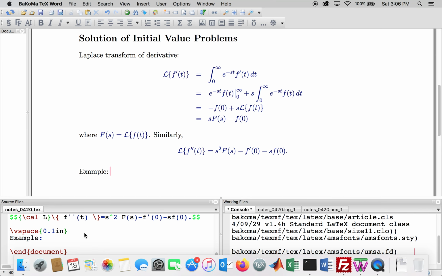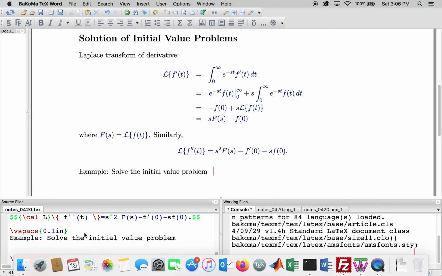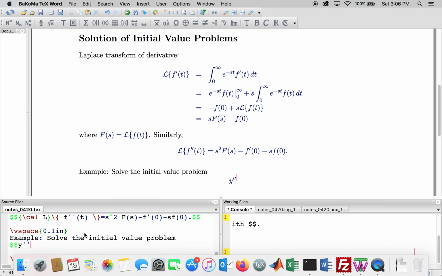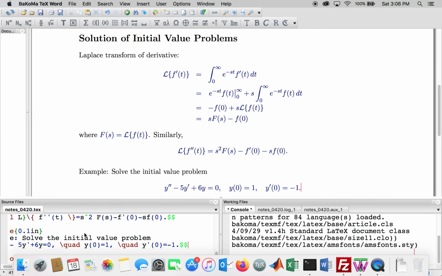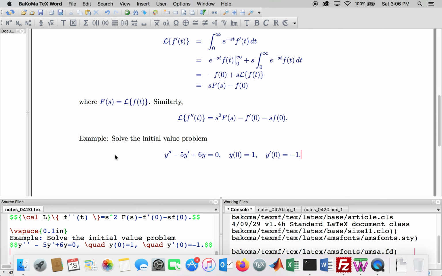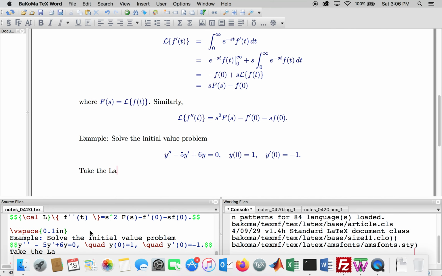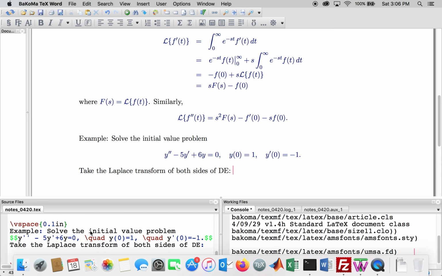All right, so the initial value problem is y double prime minus 5y prime plus 6y is equal to 0, with initial conditions y(0) is 1, y prime(0) is equal to minus 1. Okay, so the first thing you do is take a Laplace transform of both sides of the equation. And we'll use the initial values along the way.